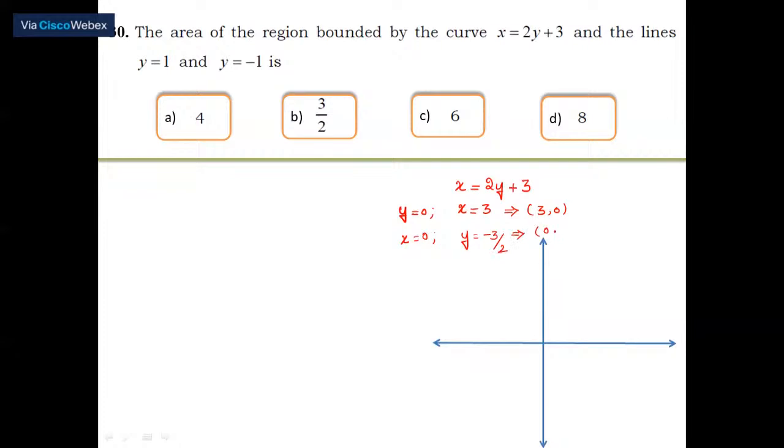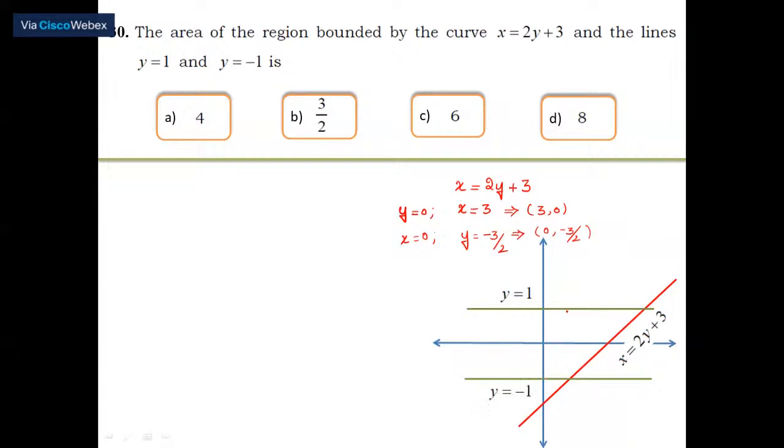Corresponds to this. The point on our x-axis is 0, y-axis is 0, minus 3 by 2. So this is our line x is equal to 2y plus 3. And here our area is bounded by the line x is equal to 2y plus 3 and y is equal to 1, which is the straight line parallel to x-axis, and y is equal to minus 1, that is the straight line parallel to x-axis, but y value is minus 1.